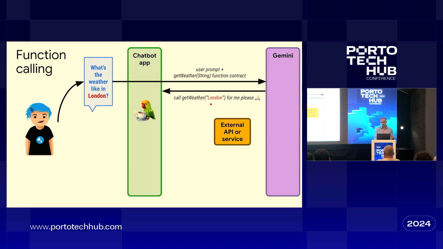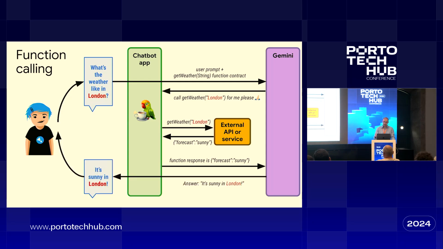So then our application will make this call to the weather API. We will get the result back, sunny, which is never true, by the way. So I think this is a wrong API. And we will pass that back to the LLM, like the forecast is sunny, and then the LLM will respond back saying it's sunny in London, right? So it's a little bit of a dance between your application and the LLM.